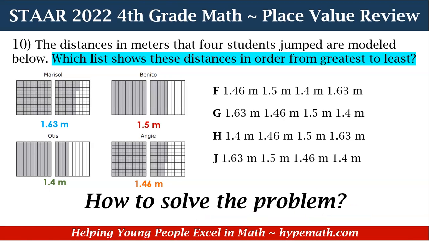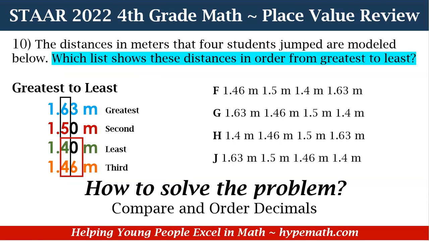Now, the next question we need to ask ourselves is, how do we solve this problem? The way that we solve this problem is we need to compare and order our decimals, okay? And again, remember, we need them ordered from greatest to least. So let's take a look.